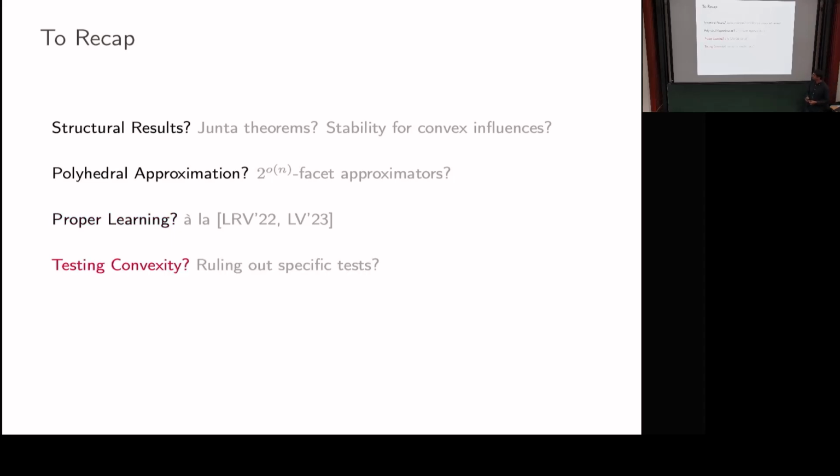Finally, there's this question of testing convexity. There's a big gap. One thing which might be interesting is to try to rule out specific tests. Like, what if you just pick two points and pick a point between them on a line, and if you don't detect a violation of convexity, you just output yes. Can you rule out this specific test? We don't know how to do that, so it might be interesting.